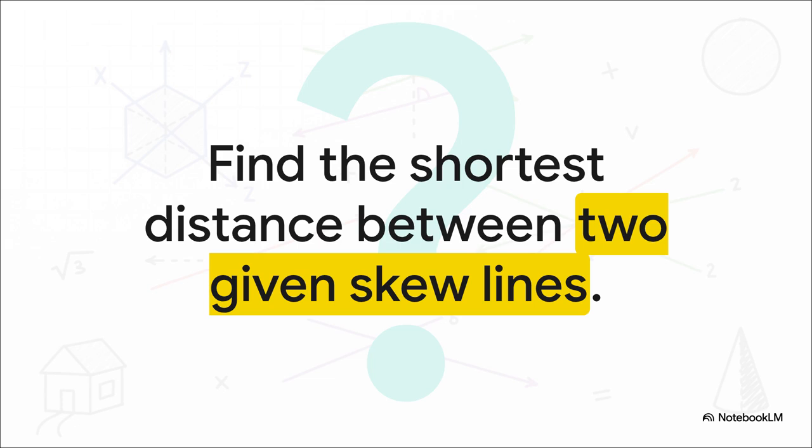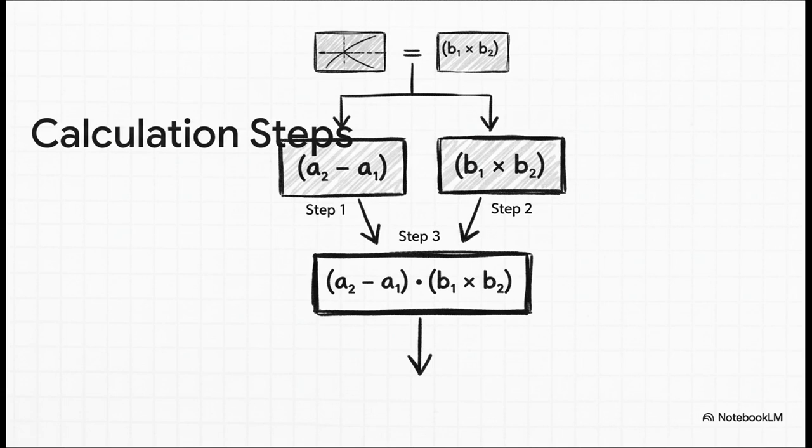Let's do it. Okay, first rule, don't get scared by the big formula. We'll just break it into a simple checklist. First, identify your A1, B1, A2, and B2. Done. Next, calculate A2 minus A1. Check. Then find the cross product, B1 cross B2. Check. Now, take the dot product of the two things you just found. And for the final step, divide by the magnitude of the cross product. See? It's just a to-do list.